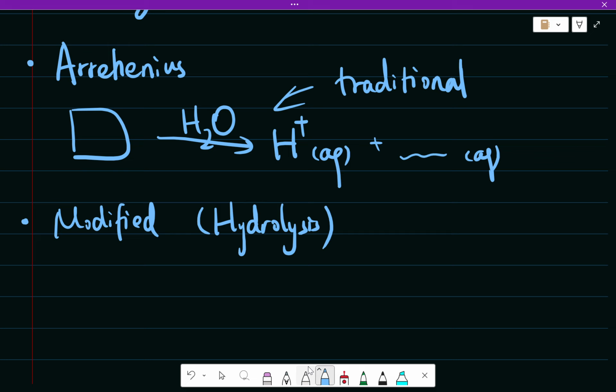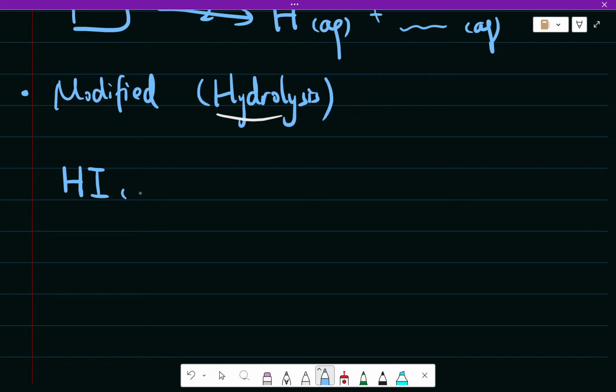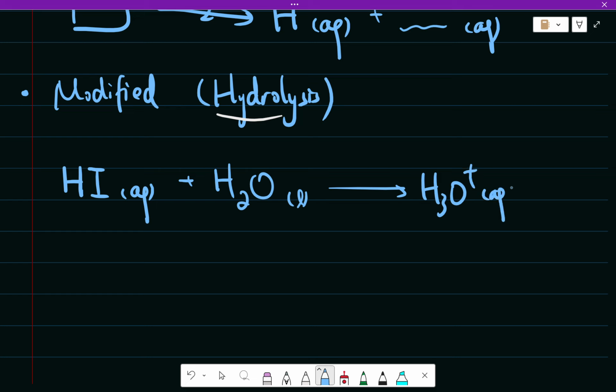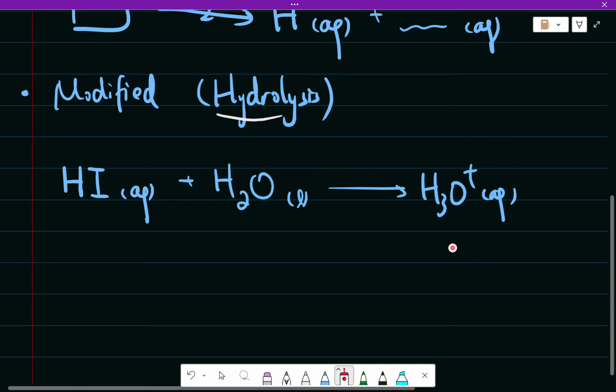So if we look at the word hydrolysis, we will see hydro in the beginning. So it's essentially analysis applied on the reaction with water. So for example, if we want to identify whether hydroiodic acid is a strong acid or a weak acid, we can use a hydrolysis equation. So hydroiodic acid will react with water, produce hydronium ion.